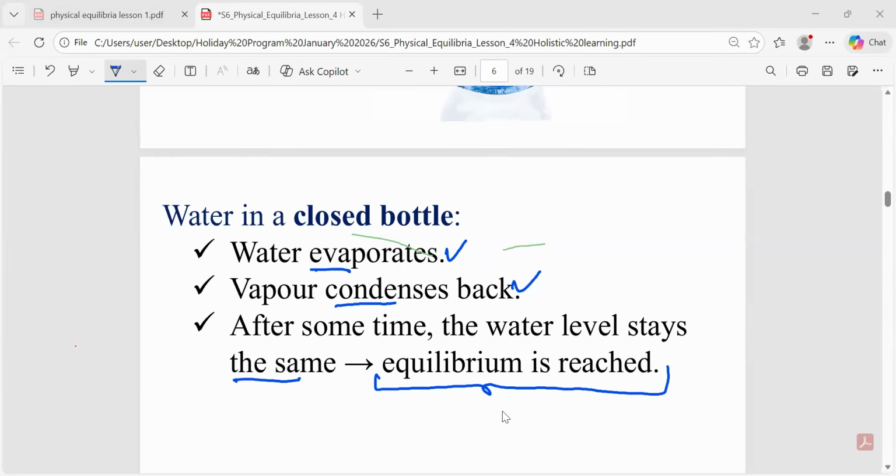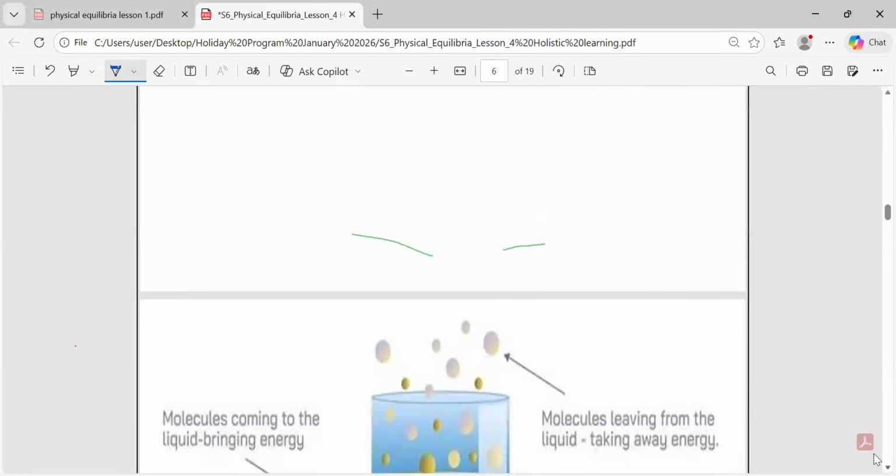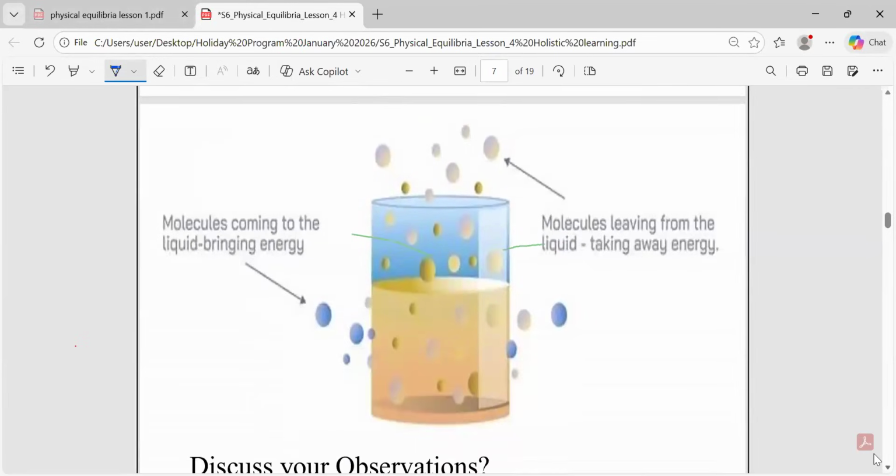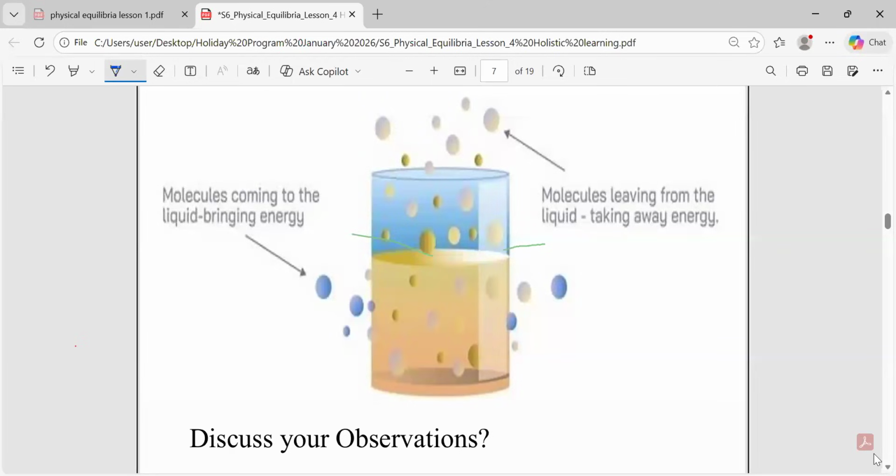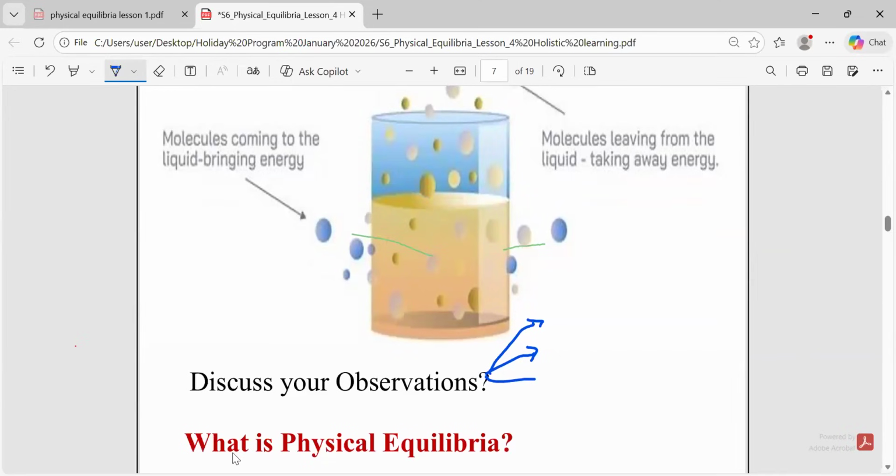Now, let's look at this other question. I believe this one is very clear. Wafula has already explained this, and those other presenters who came in. Now, let's look at this picture here. I want us to share our observations. What do we see and what can we explain from whatever we have been discussing? I want us to discuss our observations from the picture, and thereafter we should be able to explain what physical equilibria is.